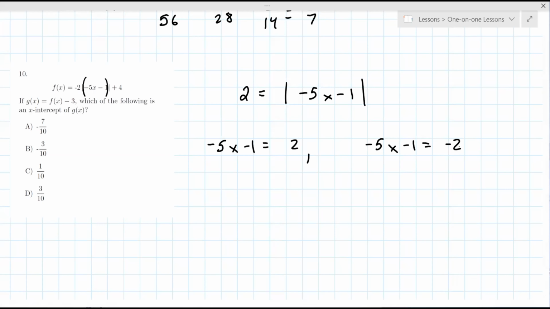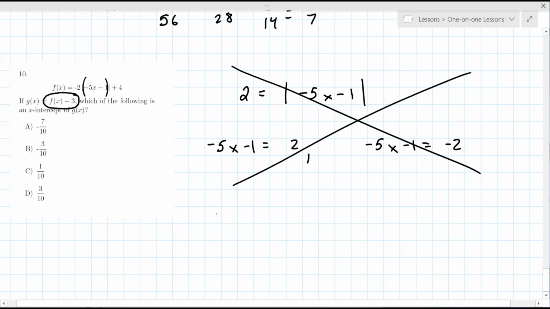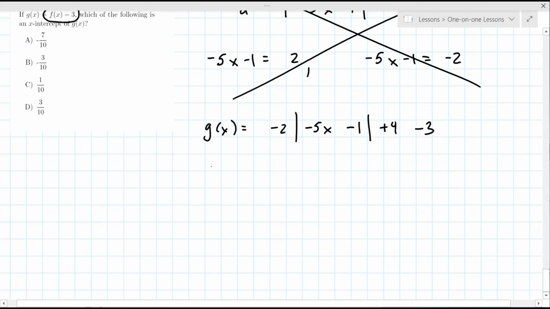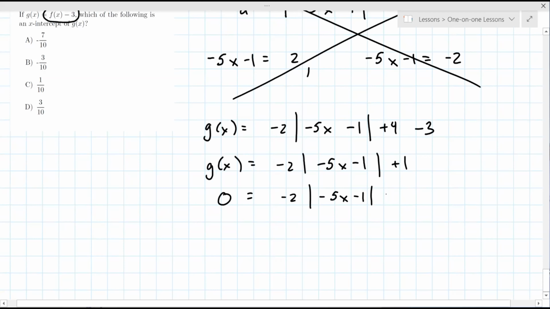Oh, it's negative 5. The reason this happened is you did not account for this negative 3. Oh, yes. So the first step here is super critical, so actually none of this is good. It's g of x equals negative 2 absolute value of negative 5x minus 1 plus 4 minus 3. So that's g of x equals negative 2 absolute value of negative 5x minus 1 plus 1. I see. Okay. And then you set it equal to 0. So I'll let you carry it on from here. I think you'll find the right answer. Okay.